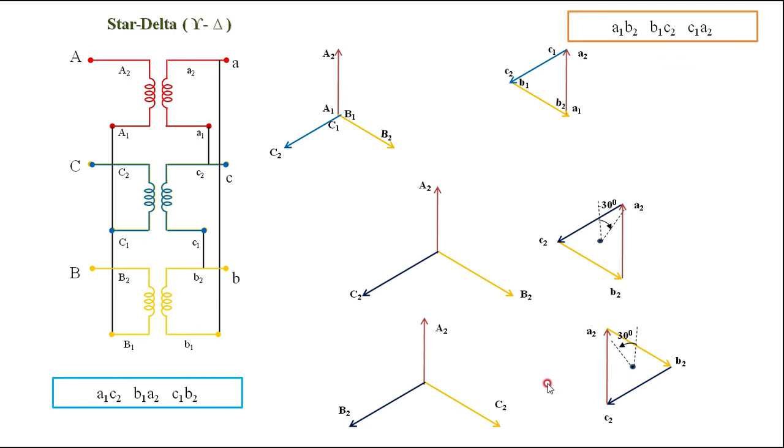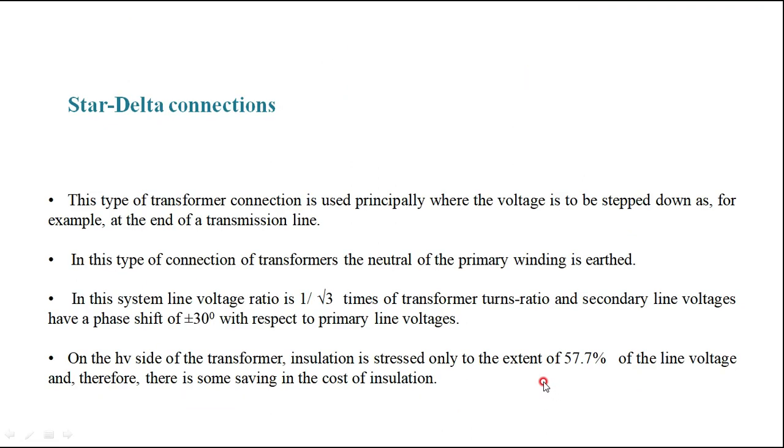Some of the salient features of the star delta connection we look into. This type of transformer, as I told you, is used principally where the voltage is to be stepped down, for example at the end of the transmission line, that is for distribution purposes. In this type of connection, the neutral of the primary winding can be earthed, since the primary winding is star connected. In this system, the line voltage ratio is 1 by root 3. That also is seen. The current ratio as well as the voltage ratio is 1 by root 3 times the transformer turns ratio.